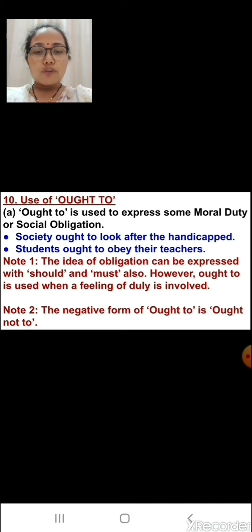The idea of obligation can be expressed with should and must also. However, ought to is used when a feeling of duty is involved. The negative form of ought to is ought not to.